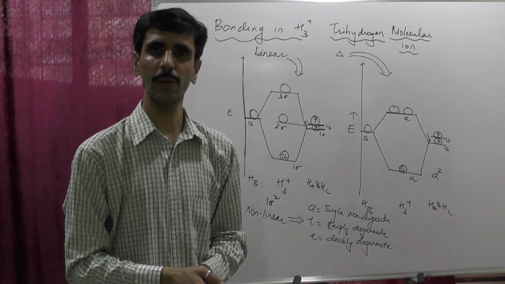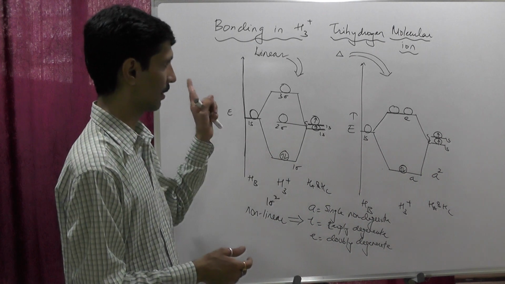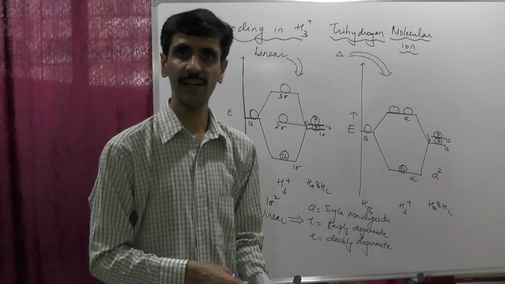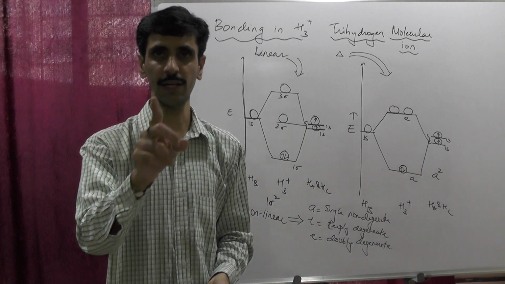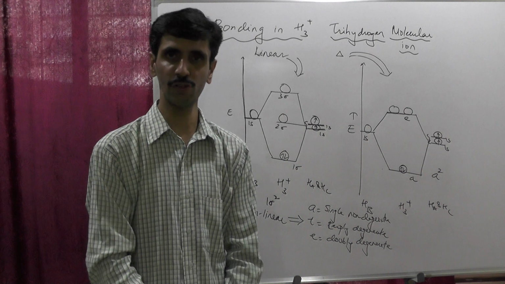So this is about the molecular orbital diagram with respect to both the linear as well as the triangular one, and it's very clear from the diagram also that the triangular configuration is more stable than the linear. I hope you have understood this very well.